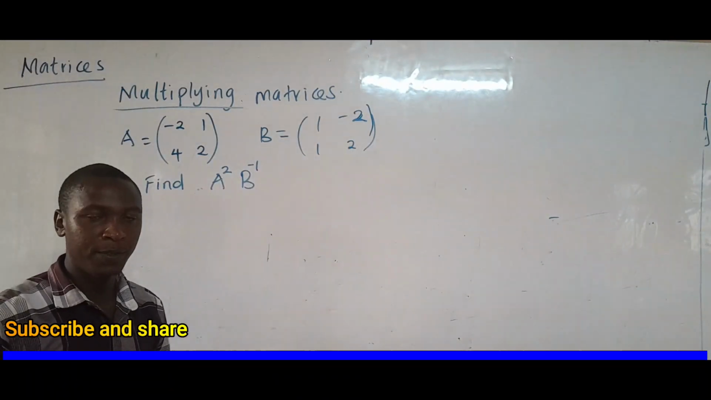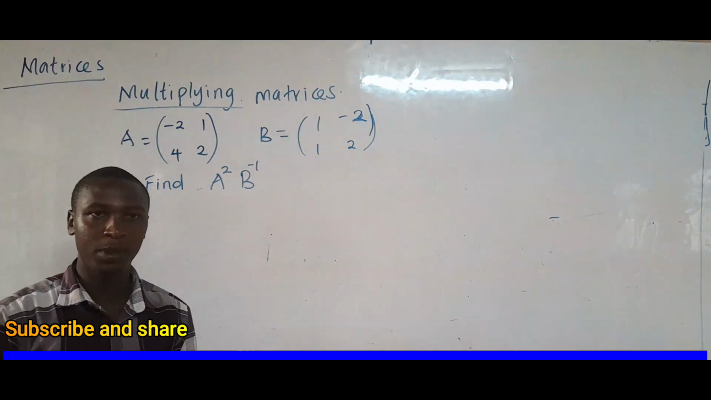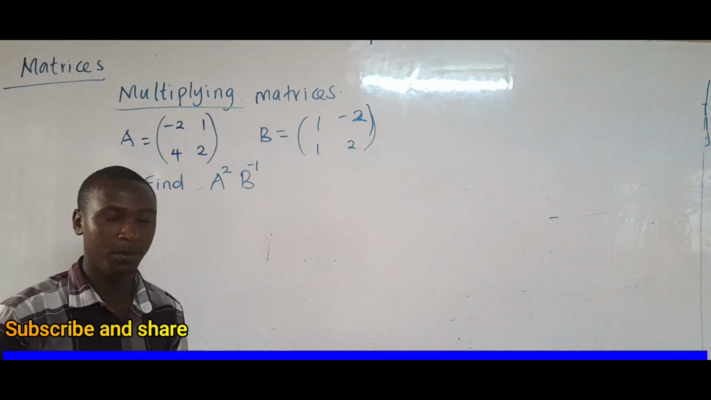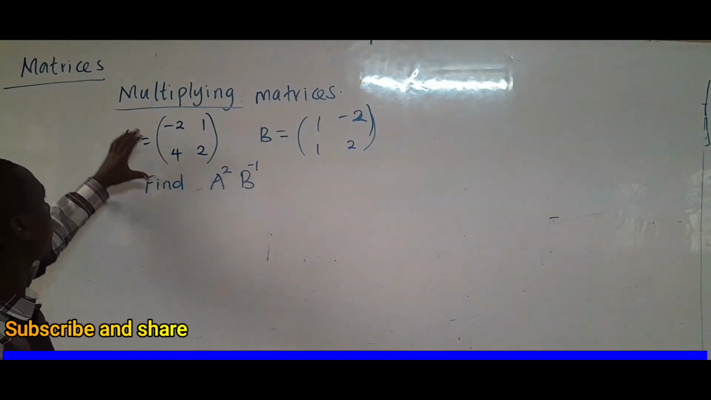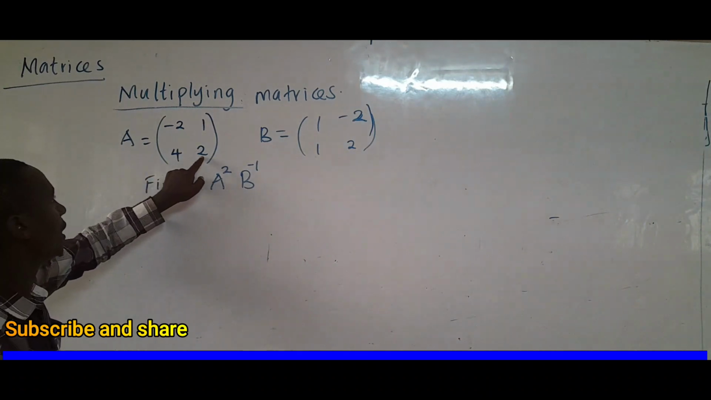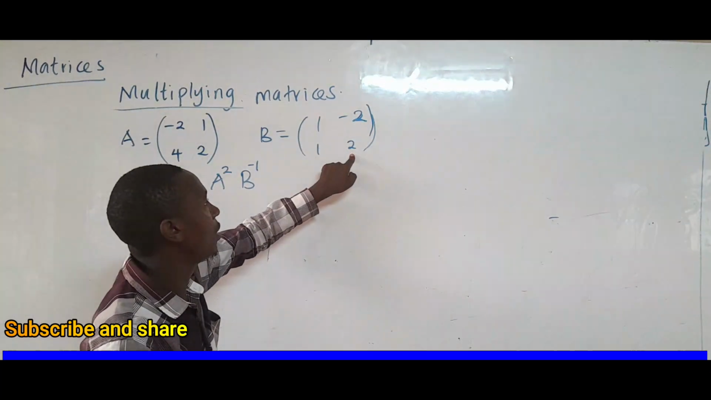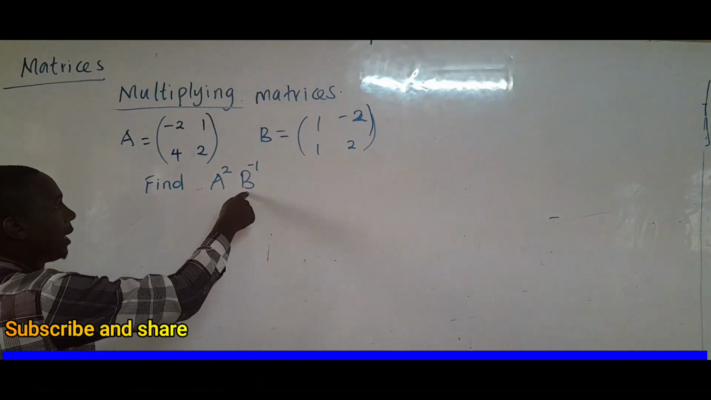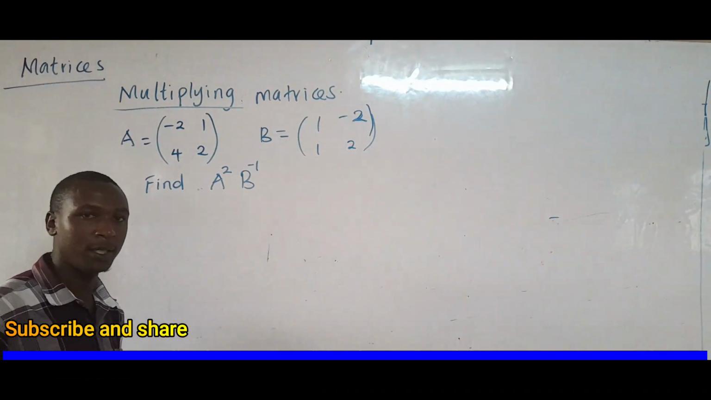So welcome. In this video we want to do one of the examples where we can apply multiplication of matrices and also the inverse to solve some problems. So in this video we are going to work out, if we have matrix A as [-2, 1; 4, 2] and B as [1, 1; -2, 2], the value of A squared and B inverse, or B raised to -1.